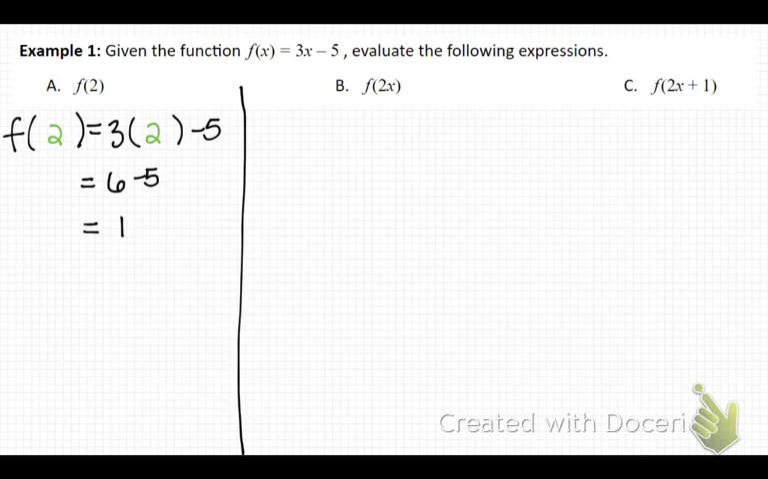Okay, what do I do for part B? Put 2x in for x. Instead of just 2, I'm going to plug in a 2x. So I'm still going to write my parentheses placeholders, and then I'm going to fill in 2x to each of those.